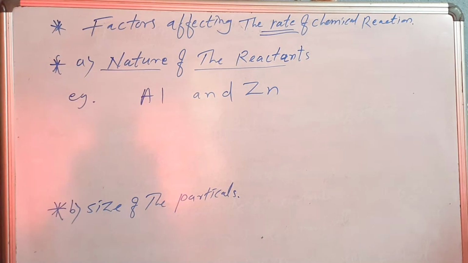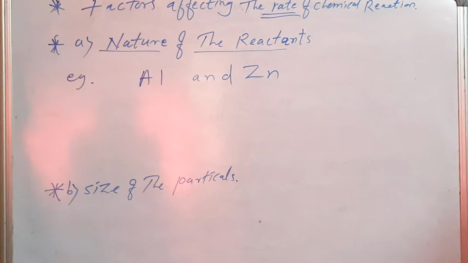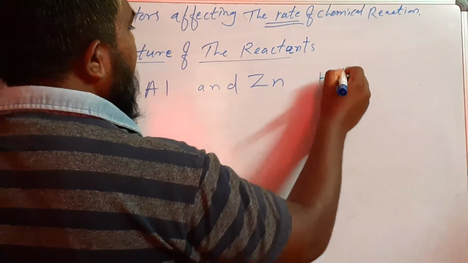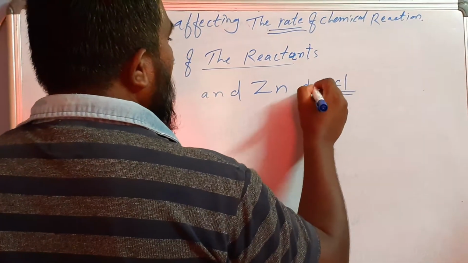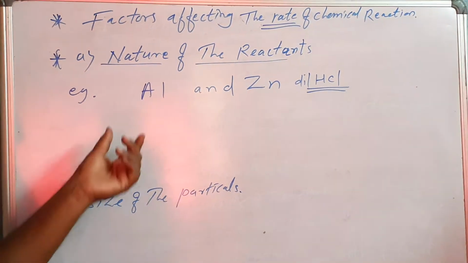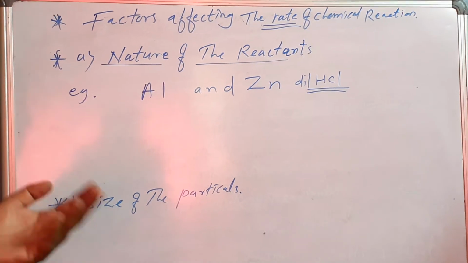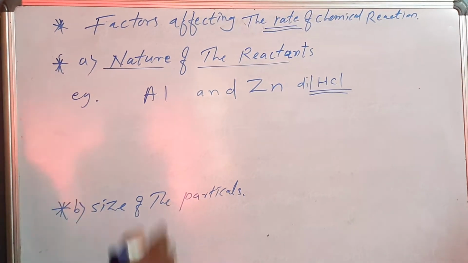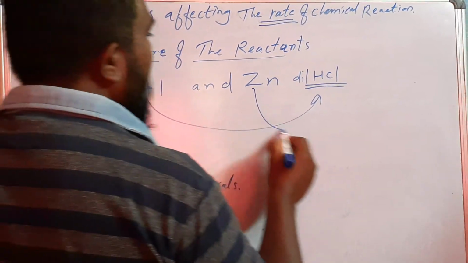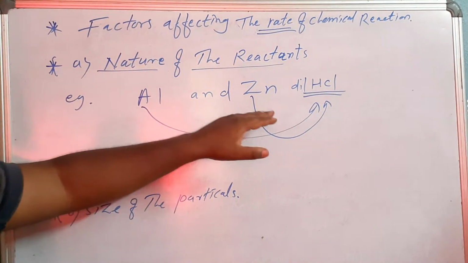These two elements we are taking for understanding, which can be treated or mixed with HCl, hydrochloric acid, dilute HCl. So we can observe that aluminium will do the reaction faster with HCl, and Zn will do the reaction at a much smaller rate.